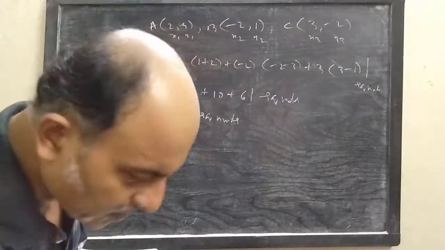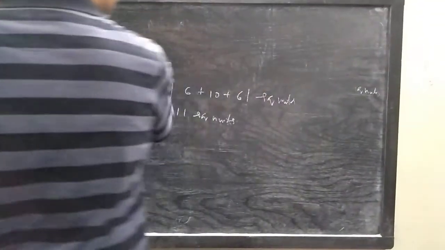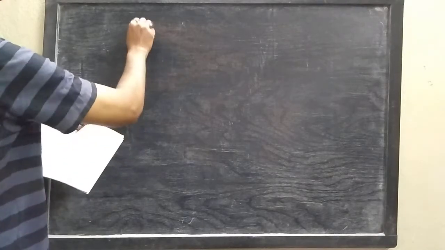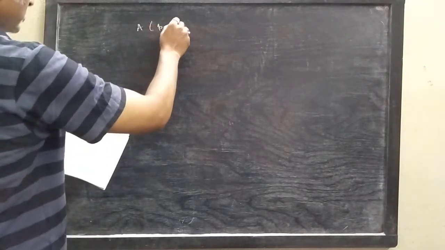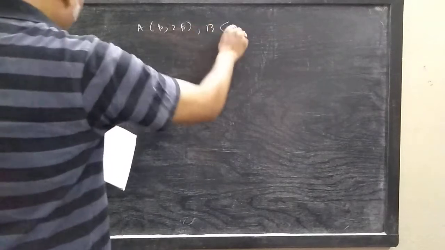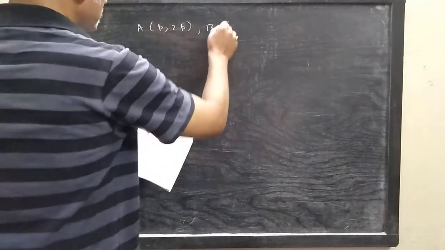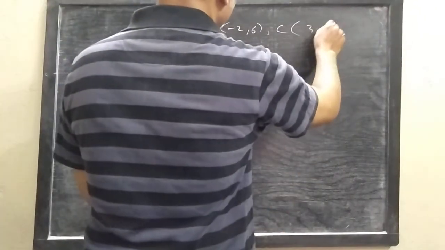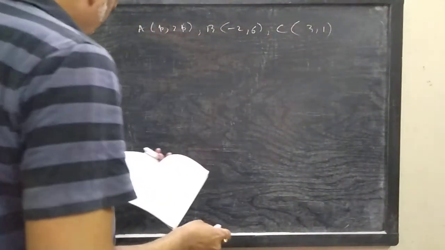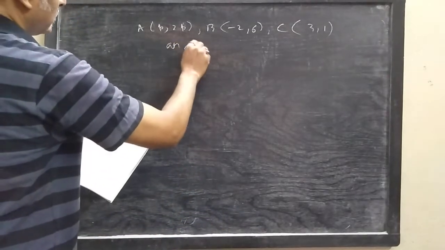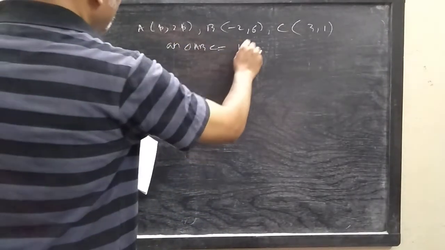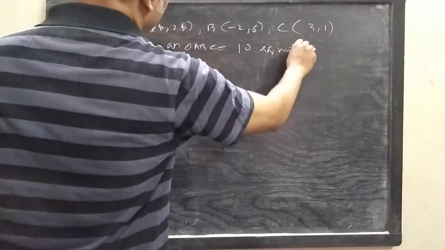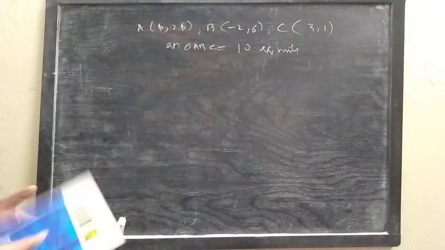Then in the next problem, there are 3 points having coordinates. A has coordinates 2, p. B has coordinates minus 2, 6. C has coordinates 3, 1. And area triangle ABC is given to be 10 square units. And you are asked to find the value of p.